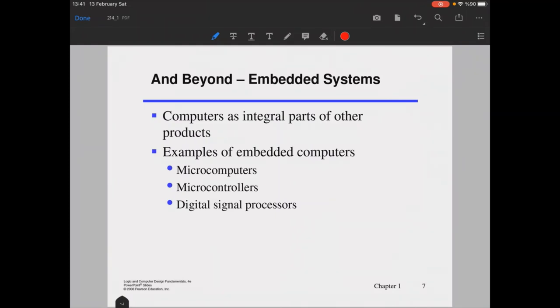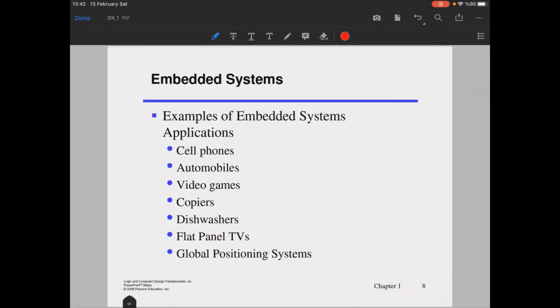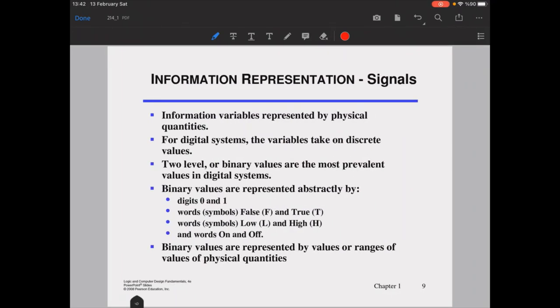Embedded systems, by definition, are systems where computers are integral parts of other products. So we're talking about a machinery or electronic device that also has a computer as a component. Some examples of embedded computers are microcomputers, microcontrollers, digital signal processors, your home equipment, anything. You can expand the examples with any device used nowadays, because no matter what, we somehow have some kind of computers embedded within them, especially today, and of course tomorrow as well. Like your cell phones, automobiles, video games, copiers, dishwashers, whatever. You have so many examples in this sense.